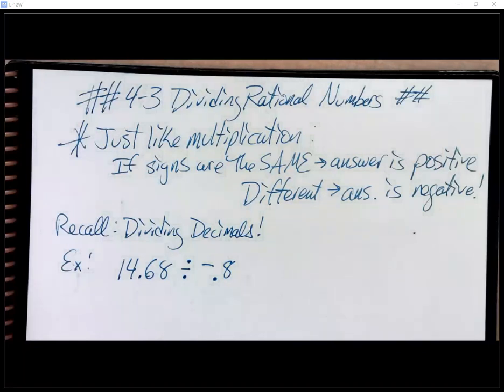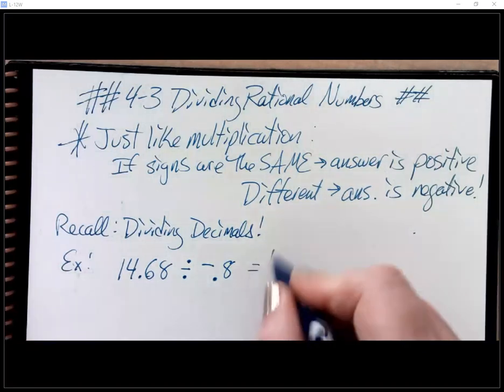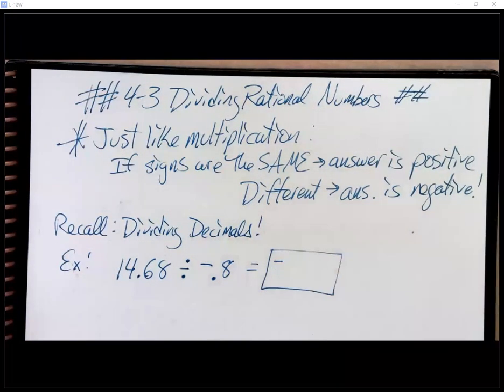All right, let me remind you how to do this. First of all, let's handle the sign because that's the easy part. If I have a positive divided by a negative, what's the sign of my answer going to be? It's got to be a negative. So here, I'm going to put my answer in here once I figure it out, but I already know it's going to be a negative. So let me put the negative in there. Now I can kind of ignore the signs and just focus on the dividing part.